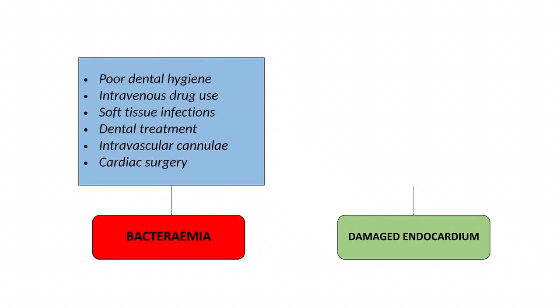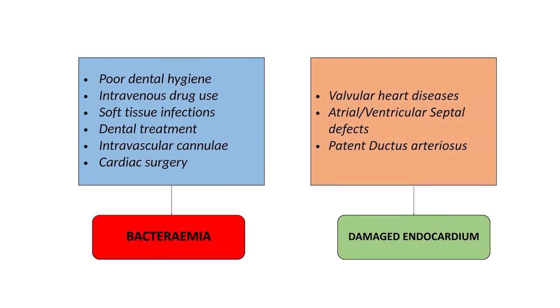And damaged endocardium can result from heart conditions such as valvular heart diseases, which include mitral stenosis, mitral regurgitation, tricuspid stenosis, tricuspid regurgitation, and aortic and pulmonary stenosis and regurgitation also, and other congenital heart diseases like atrial and ventricular septal defects and patent ductus arteriosus.